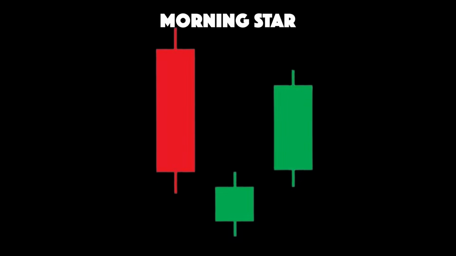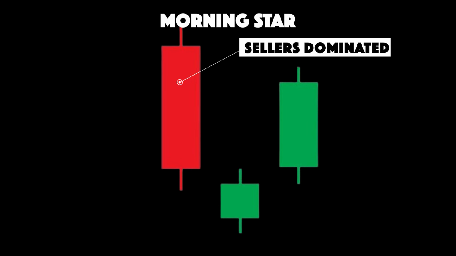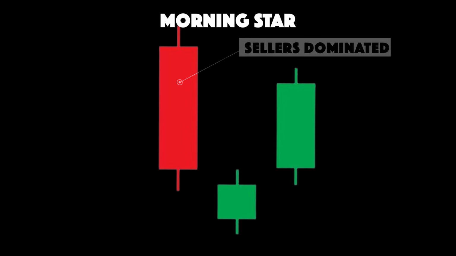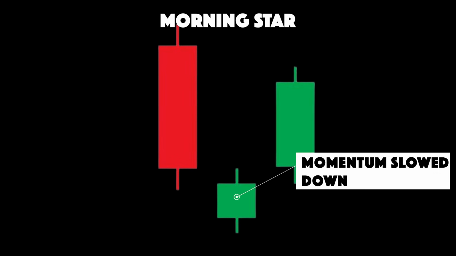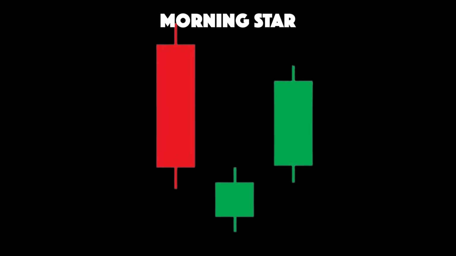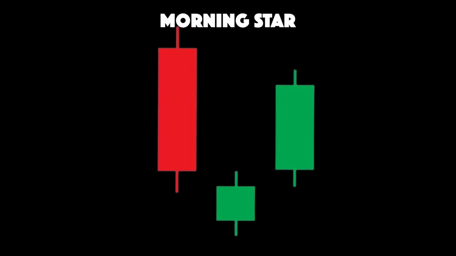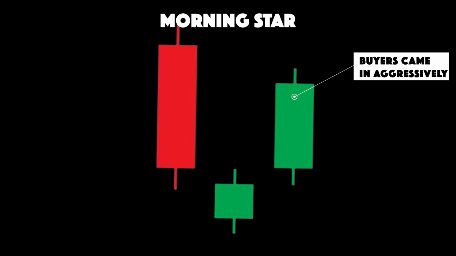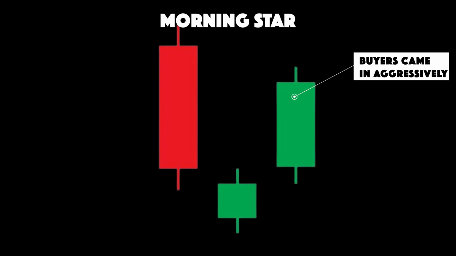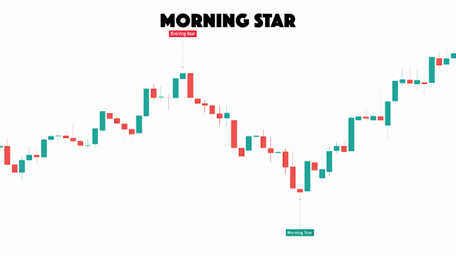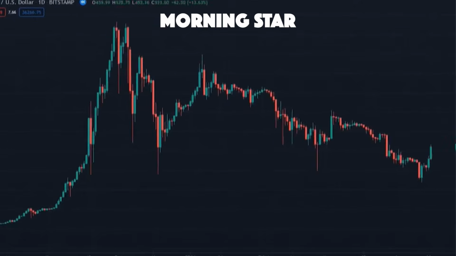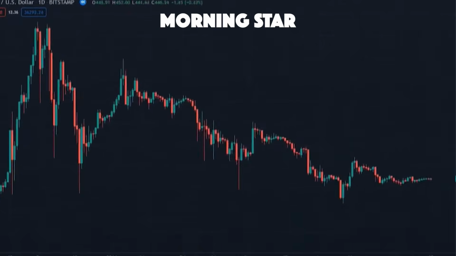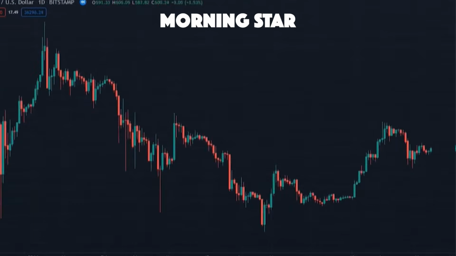See, during the first candle, sellers dominated completely. They pushed the price as low as they could. Then, as the second candle formed, the momentum slowed down. Neither buyers nor sellers had full control. Finally, when the third candle opened, buyers came in aggressively, overwhelming the sellers and pushing the price significantly higher. This shift from bearish dominance to bullish control makes the morning star a reliable reversal signal. Whenever you spot this pattern at the bottom of a downtrend, it tells you that selling pressure has exhausted and buyers are ready to take the price higher.